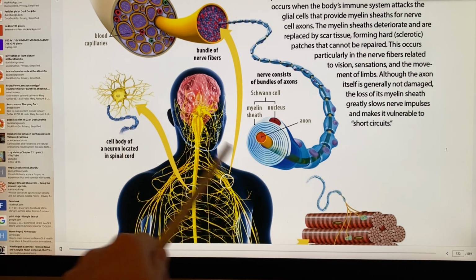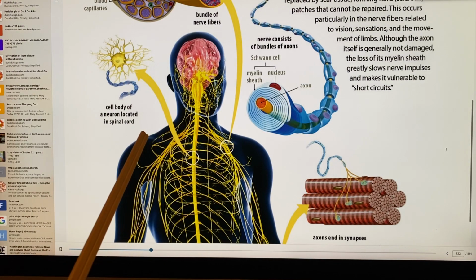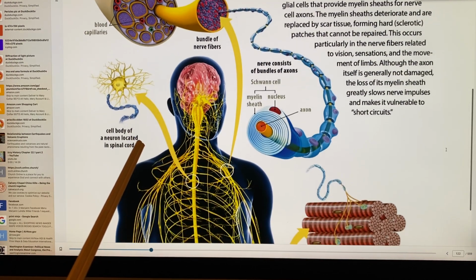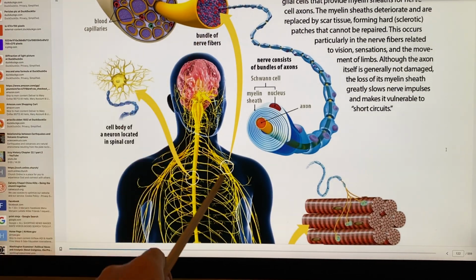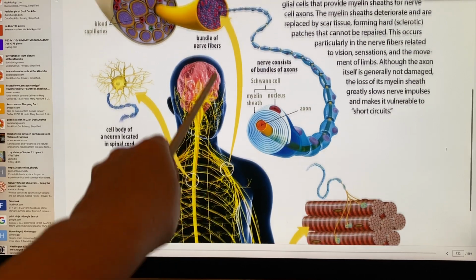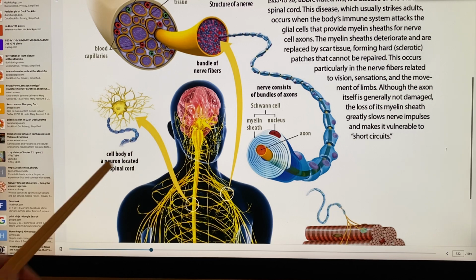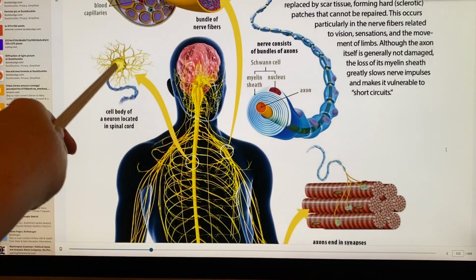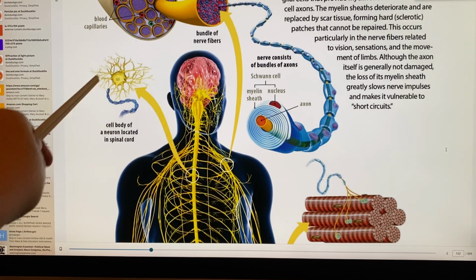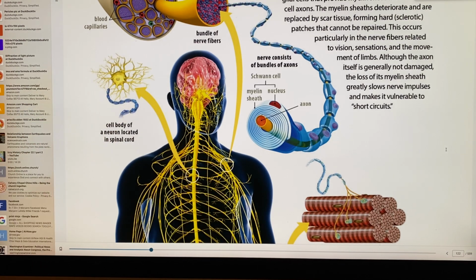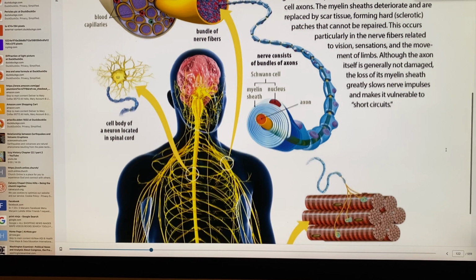And so what happens here? If you're looking at this nerve here, this is the nerve, the median nerve. So this picture is coming up here. And this picture is the cell body of a neuron located in the spinal cord. It's a little different, but you have the dendrites coming out here, and you have that cell body of a neuron located in the spinal cord.